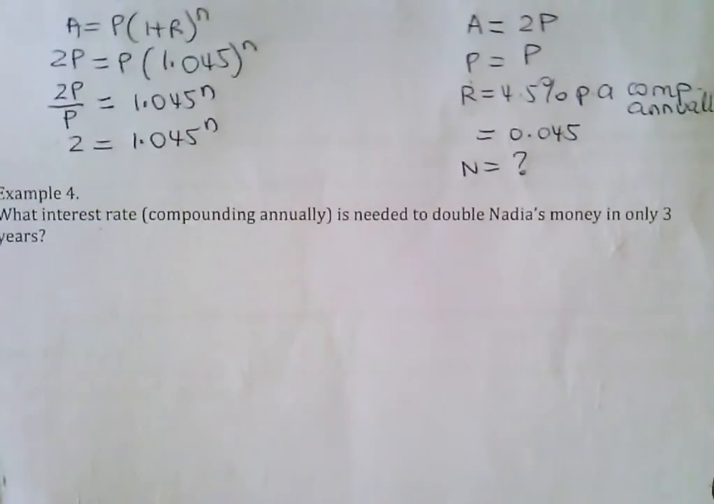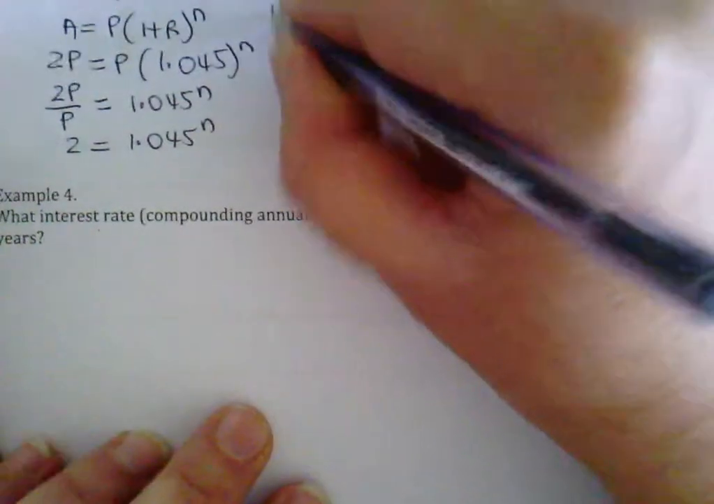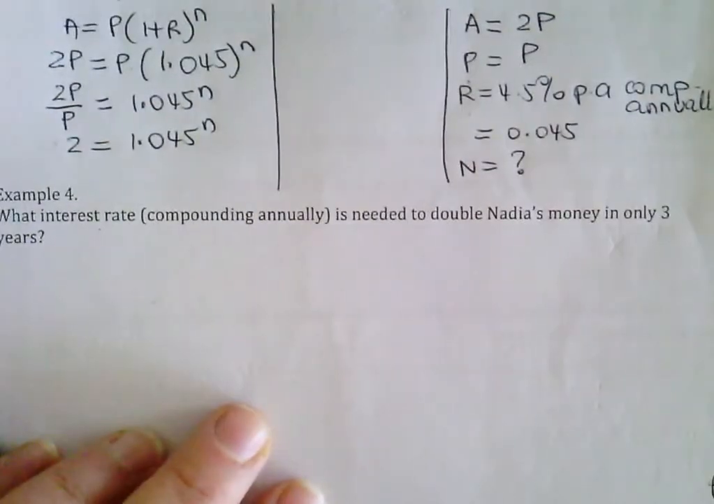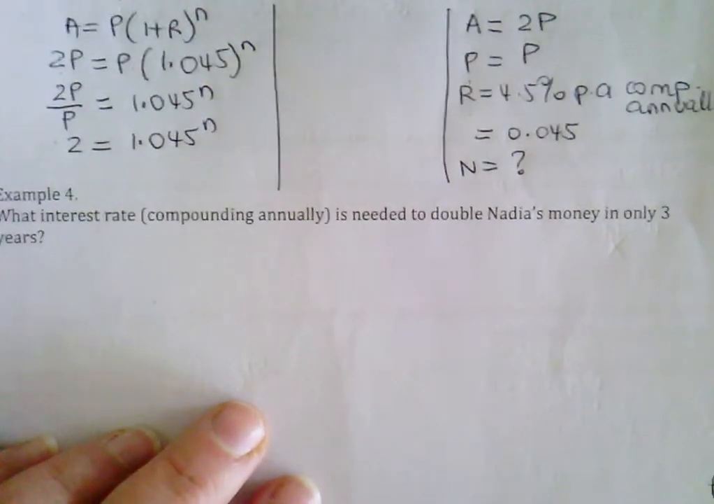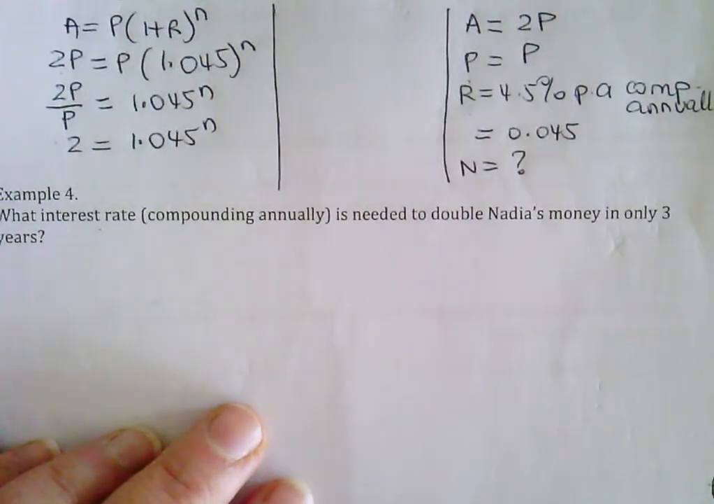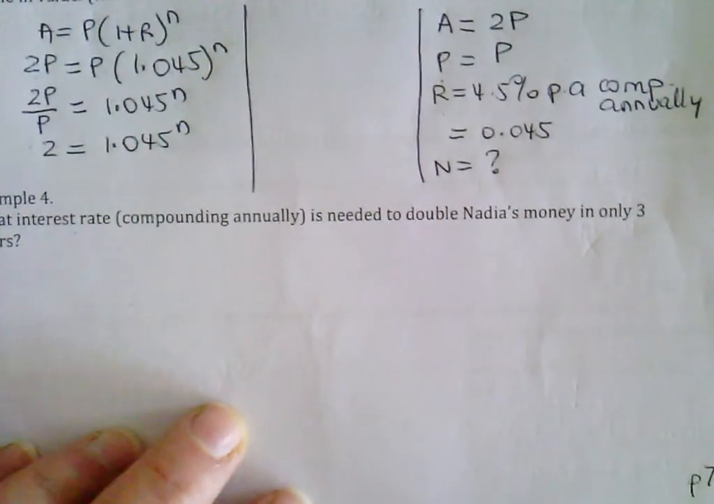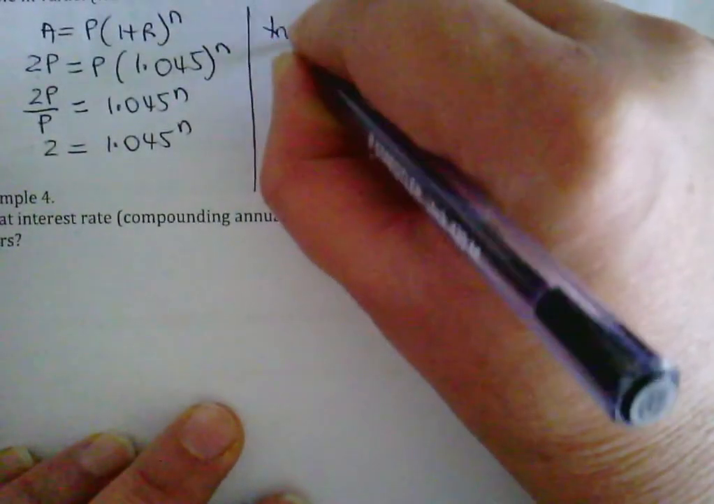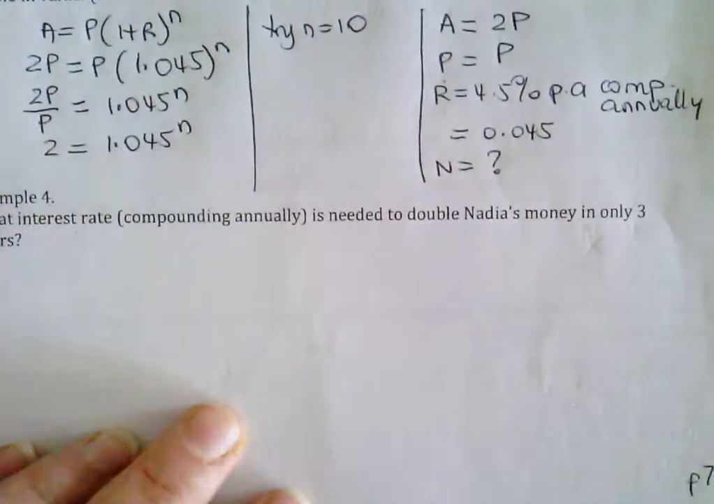Now, you haven't learned how to do logs. You can just guess and check. So, girls, do you think it's going to take a while to double your money? Don't start with N is 1 year. Start at least with 10 years. Try 10 years, and then we'll go down if we need to or up if we need to. So let's try N equals 10. Just do 1.045 to the power of 10. What do you get? Do you get 2?